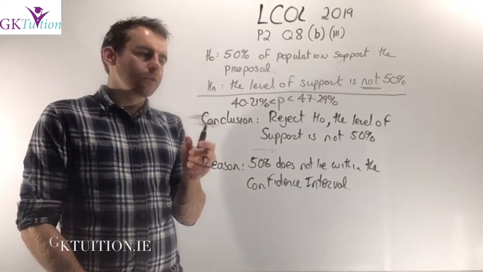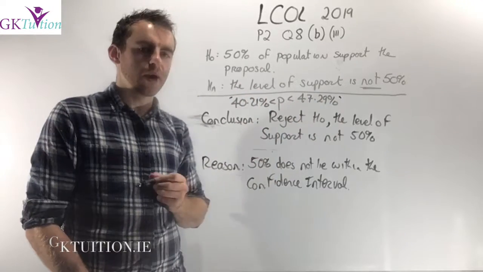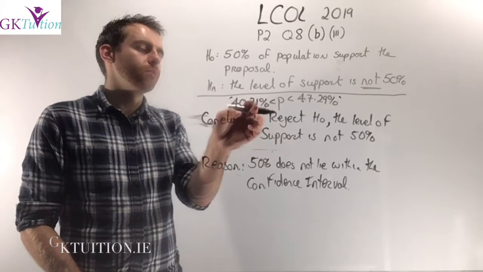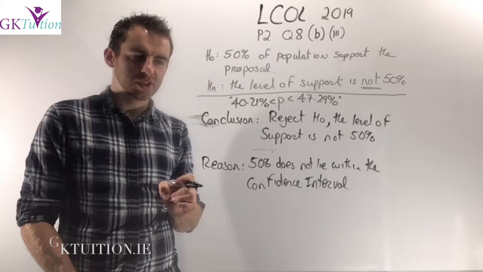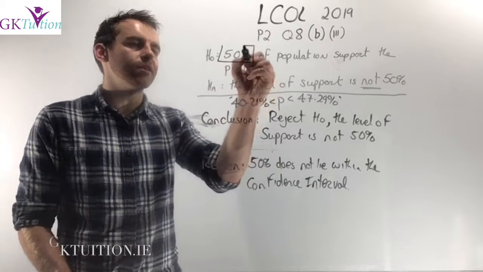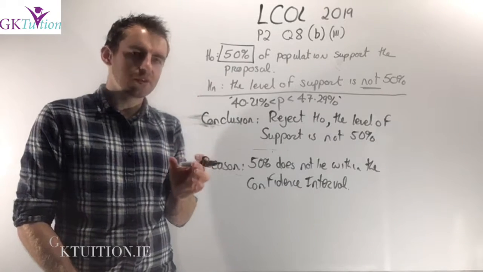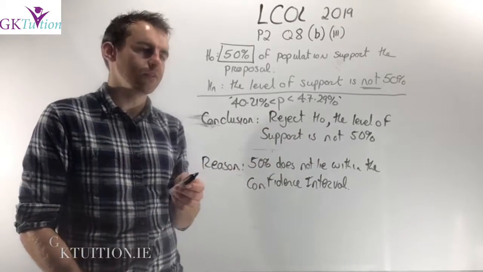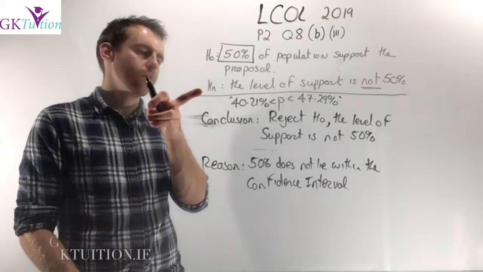Now, in order to conduct this hypothesis test, we need to look at the confidence interval from B part 1. In B part 1, we concluded that between 40.21% and 47.29% of the population agree with the proposal. So clearly the 50% that the newspaper is claiming does not lie within this range. Because it doesn't lie within this range, my conclusion is that I'm going to reject the null hypothesis.